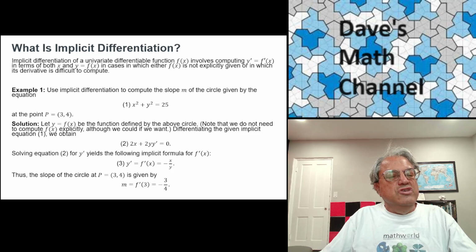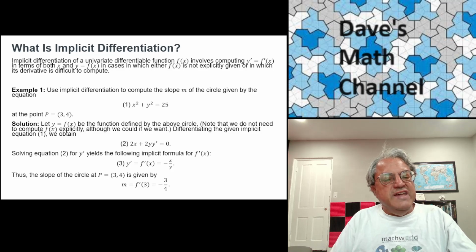Well, what we do is we differentiate both sides of equation 1 with respect to x. Let's do the left side first. The derivative of x squared is easy, that's just 2x. Now we have to compute the derivative of y squared with respect to x, so we're actually going to have to use the chain rule here. You can think of this as d(y squared)/dx, which is really just d(y squared)/dy times dy/dx by the chain rule. And d(y squared)/dy is just 2y, but then dy/dx is just y prime. So you're going to get 2y y prime for the derivative of y squared.